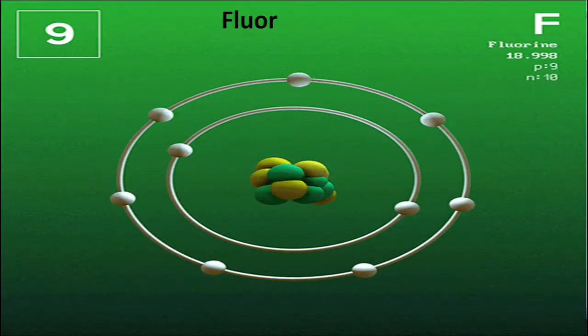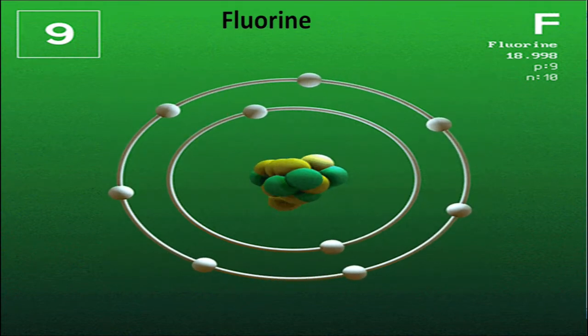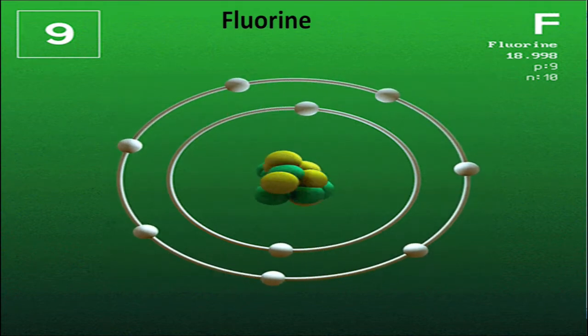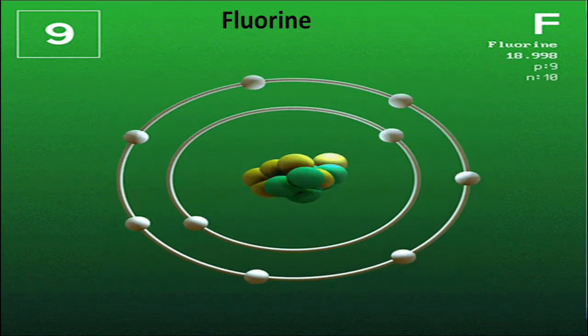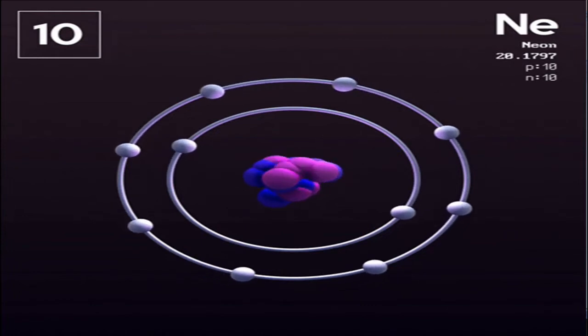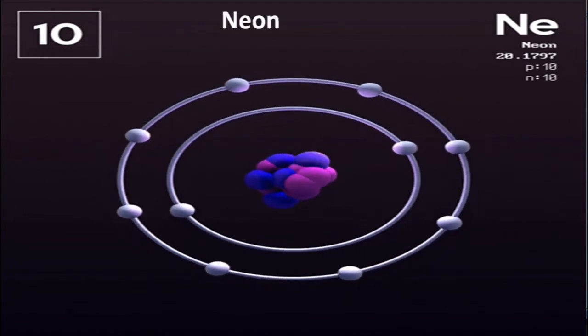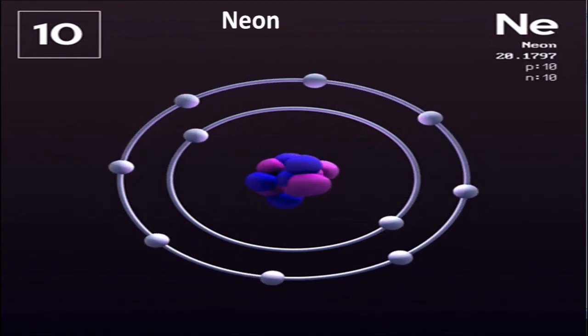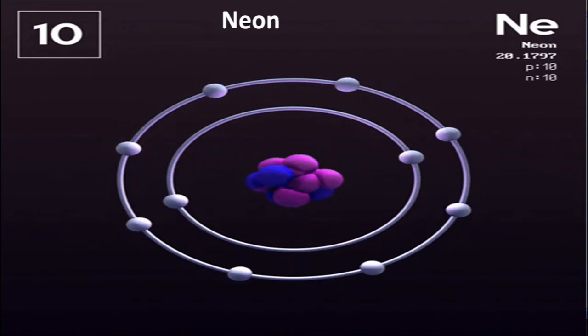Fluorine, atomic number 9, represented by symbol F. It has 9 electrons, 2 in first shell and 7 remaining electrons are in second shell. Atomic number 10, neon, represented by symbol Ne. It has 10 electrons, 2 in first shell and remaining 8 in second shell.